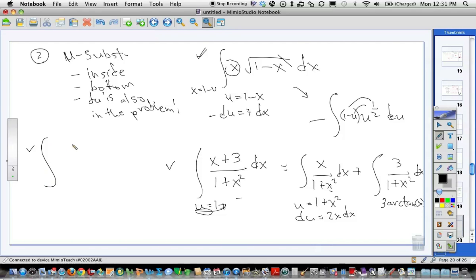What if you had this? Let me change it just a bit. What if I had this? Now, it doesn't look much different than this one. What are you going to do on this one?